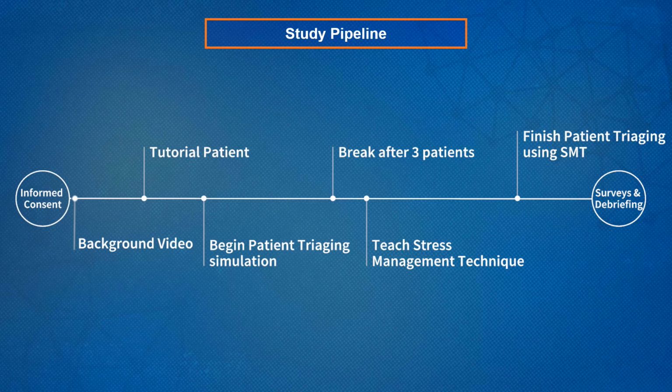The flow of the study went as follows. The participants began with informed consent, then watched a background video providing information on the situation, number of patients, and the types of injuries they were to see. They then saw a tutorial patient to understand how the simulation worked. After this, they began the simulation by triaging the first 3 patients. Then there was a break when they were taught a stress management technique. And the participants then finished the simulation with the final patients while they were applying the stress management technique. Then the participants continued to debriefing with the UCF faculty, where they also answered surveys.